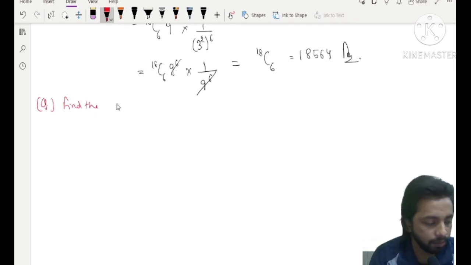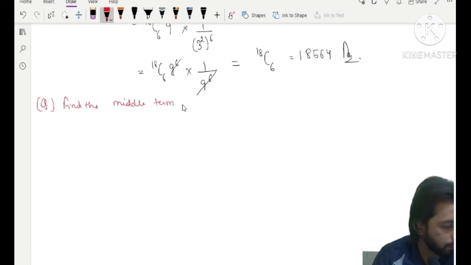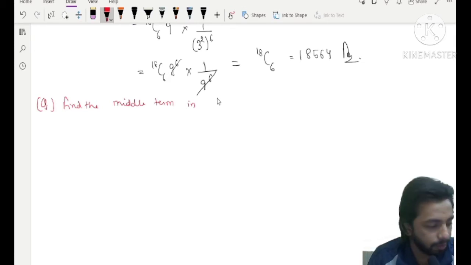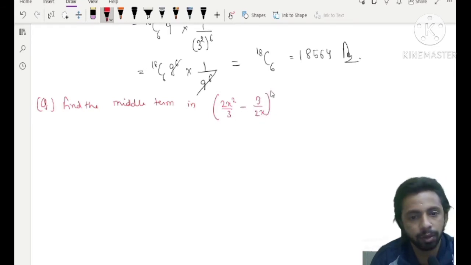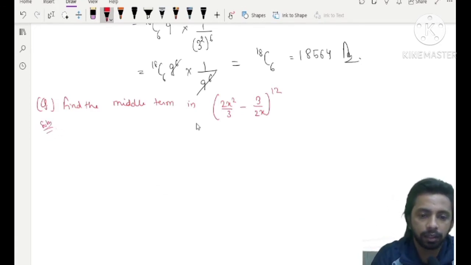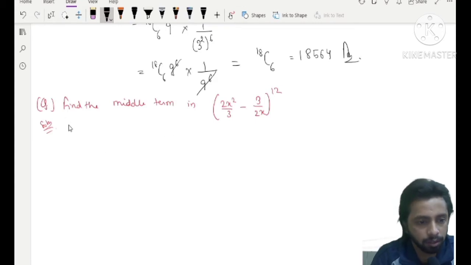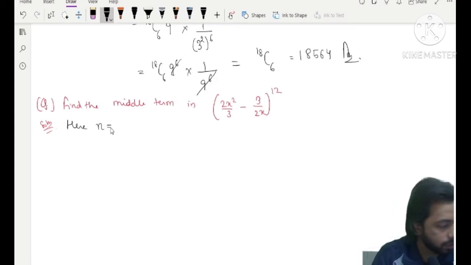Find the middle term in the expansion of 2x square by 3 minus 3 by 2x raised to the power 12. So very clearly we can see that here the value of n is 12, which is an even number. So here n equals 12.